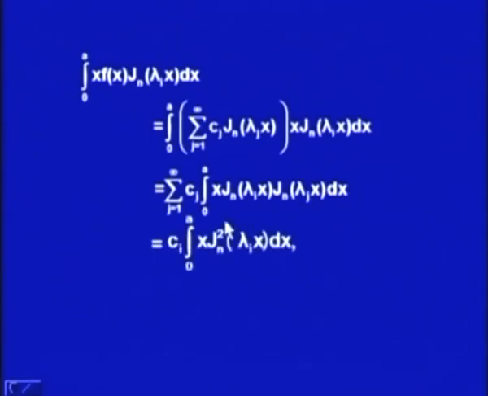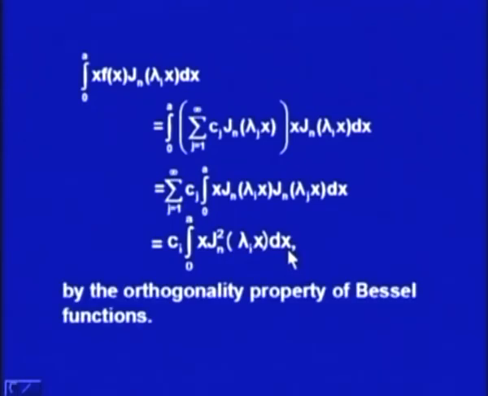Now, making use of the orthogonality of Bessel functions, we know that the integral from 0 to a of x J_n(λ_i x) J_n(λ_j x) dx is equal to 0 whenever j is not equal to i, and therefore this equation further reduces to C_i times the integral from 0 to a of x J_n²(λ_i x) dx, by the orthogonal property of Bessel functions.